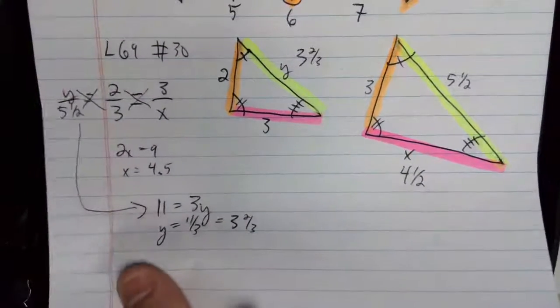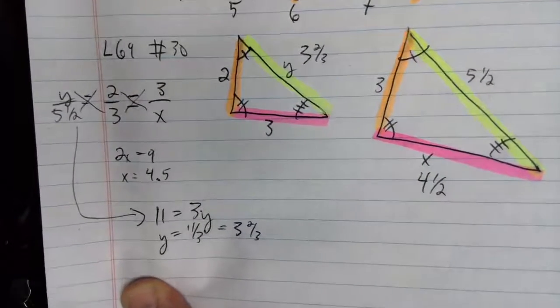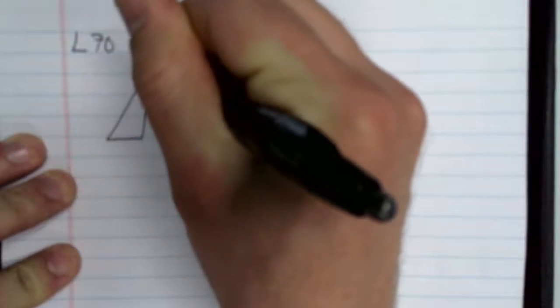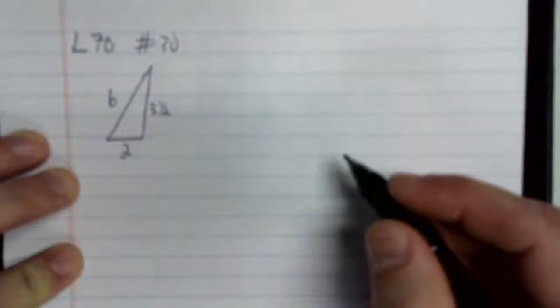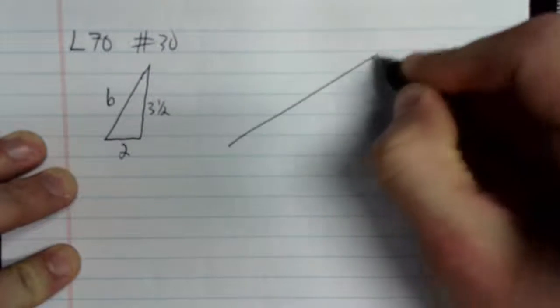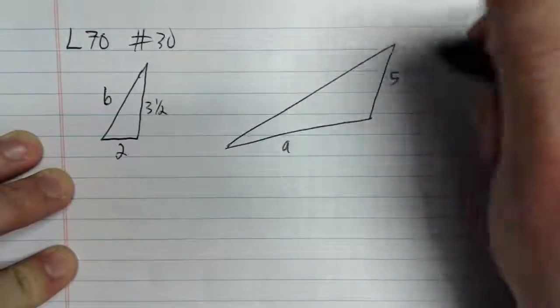All right, so do I need to go over lesson 70, number 30? That's the same thing. It's the same thing, all right? So, let me draw the triangles. It's exactly the same type of question, okay? So you're drawing your triangles. B, 2, 3.5. Oh, I can see why this one would cause problems. Because they turned one of the triangles. It's all turned.